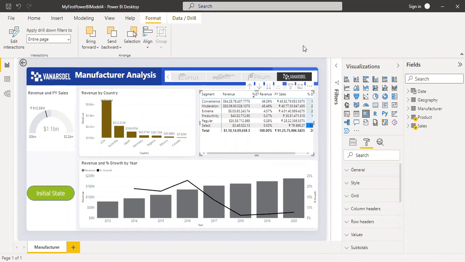The aim of this project is to perform market analysis of the company Vanarsdel and its competitors to take data informed decisions to help in business purpose. Here is the manufacturing analysis of the company Vanarsdel. If we take revenue by country, the company earned the highest revenue in the country USA.